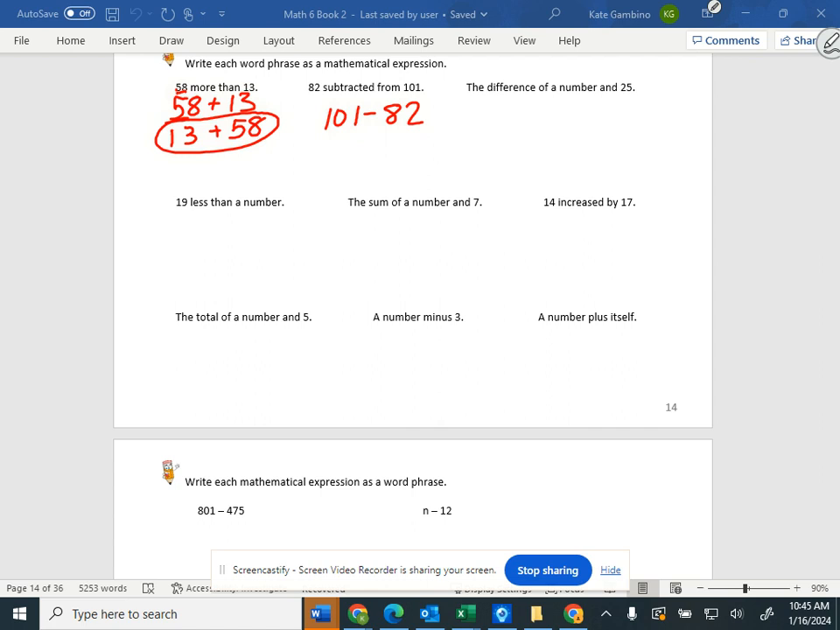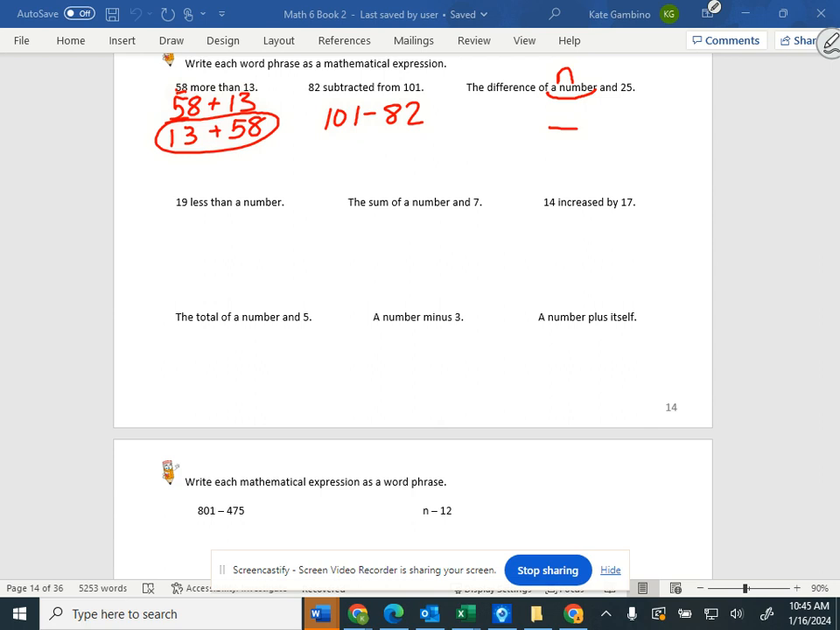Let's look at that last one in this row. The difference of a number and 25. How would I write that? Any guesses? Layla? It is going to be minus because it says difference. Now remember, if it says a number, do we know what the number is? No, so we're going to put a variable. I like to use N to stand for number. You could put A, you could put X, whatever letter you want to put for your variable.